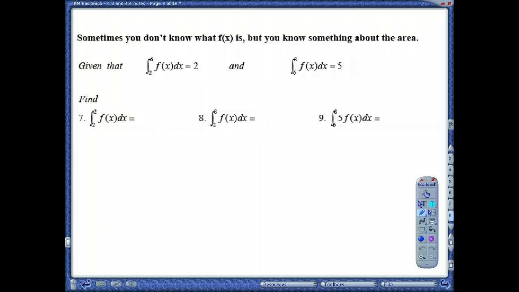Okay, so they want us to go from 2 to 2. Well, if we go from 2 to 2, this value is the same as this value. We know that that answer is 0.